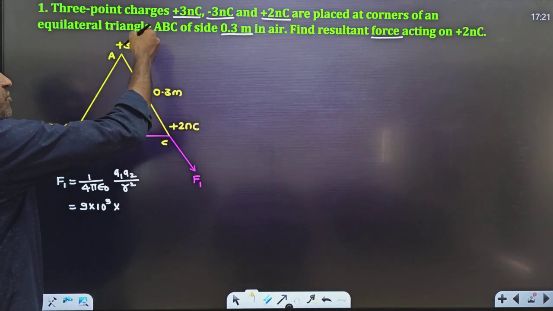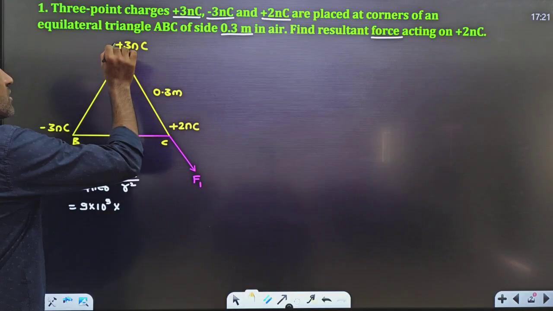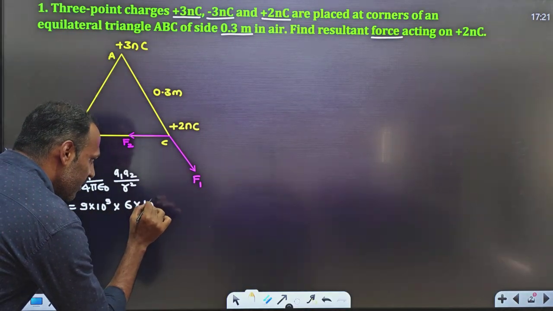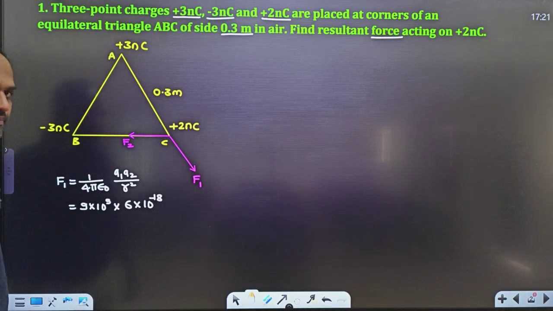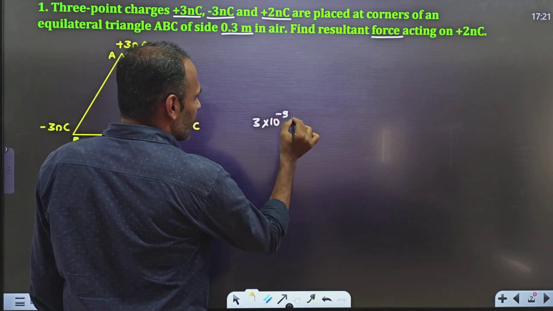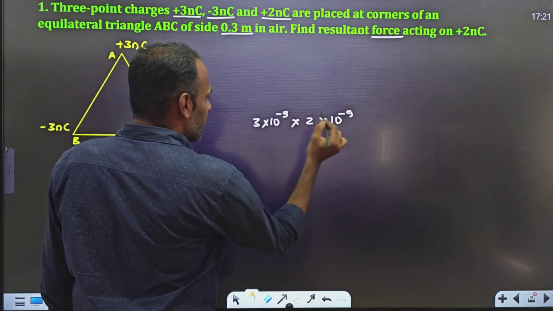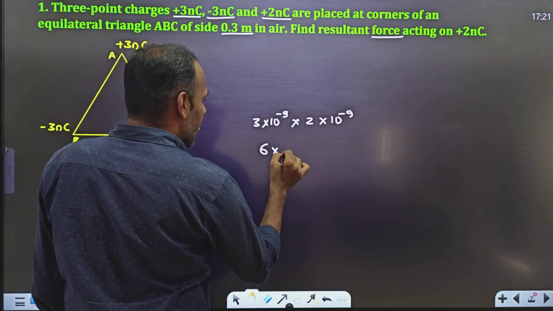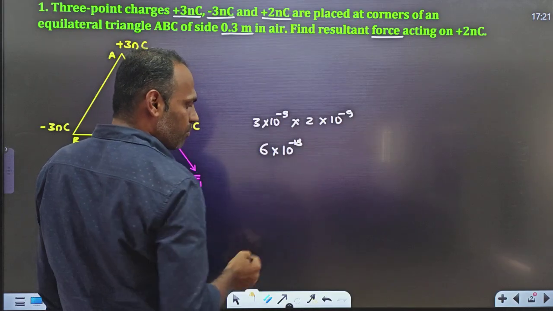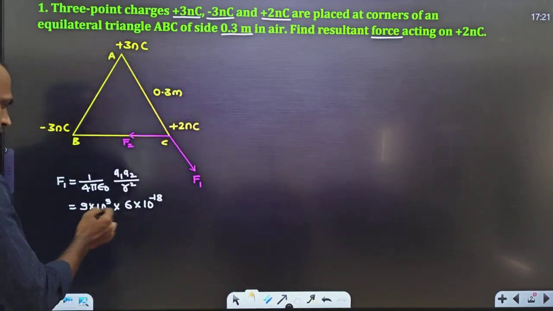Q1 into Q2. We are writing the force between these two charges. So this is Q1 and this is Q2: 3 nano into 2 nano. 3 into 2 will be 6, and nano into nano will be 10 to the power minus 18. How? 3 nano means 3 into 10 to the power minus 9, and Q2 is 2 into 10 to the power minus 9. So 3 into 2 will be 6, and minus 9 minus 9 will be minus 18. The powers get added.